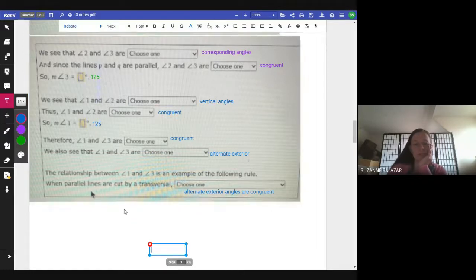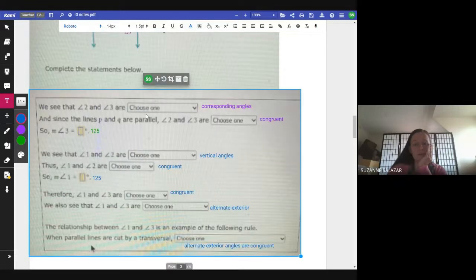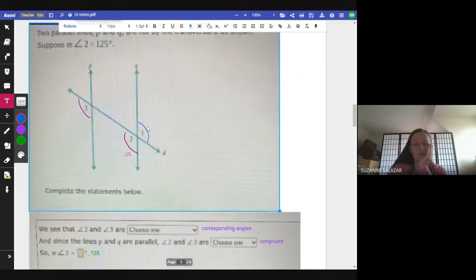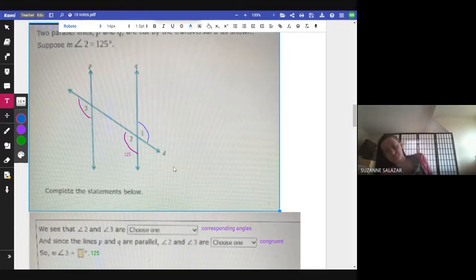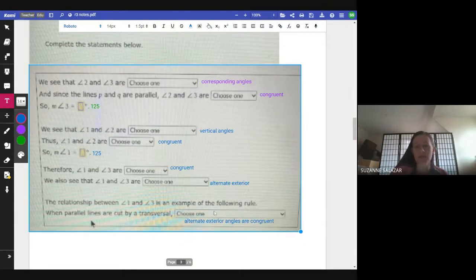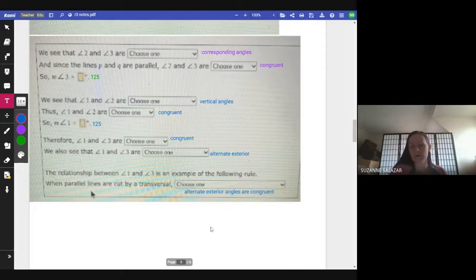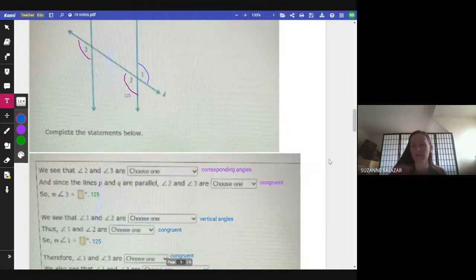But this question is about identifying the relationships between the given angles, so make sure that you're careful about keeping track of what angles you're looking at. Sometimes you'll have angles that are supplementary. If you have a linear pair and corresponding angles, then you'd have a pair of supplementary angles. So it just depends on what angle pairs you're looking at.